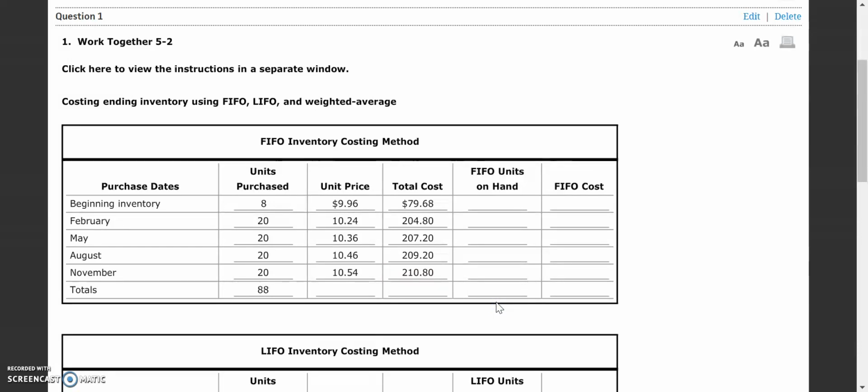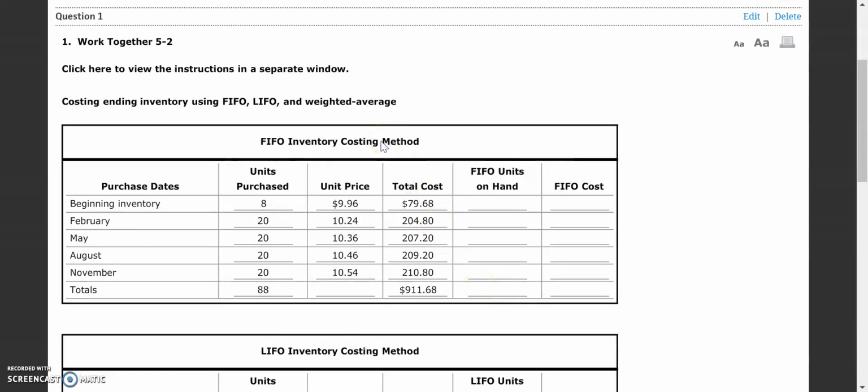Now, we do not add up our totals for unit prices. We do not need to do that. We do total up our total cost that we spent on those 88 units. So when we add up all of our total costs, we come to a total of $911.68. Beautiful, beautiful. Now we go back to figuring out our ending inventory using FIFO.